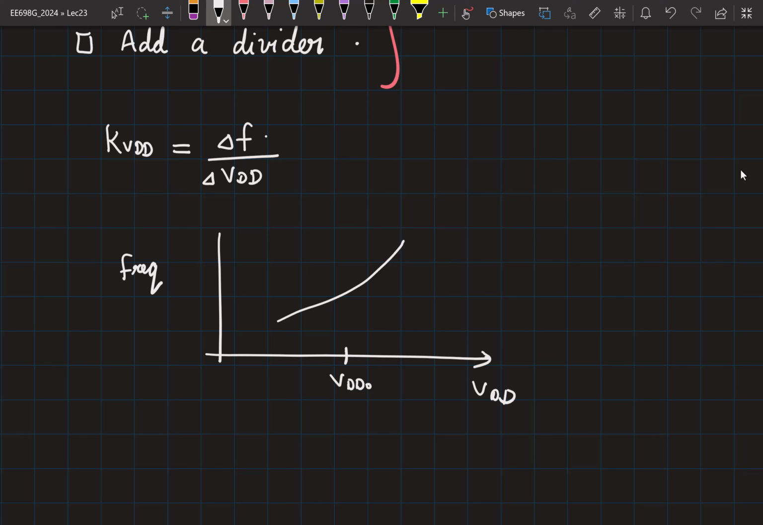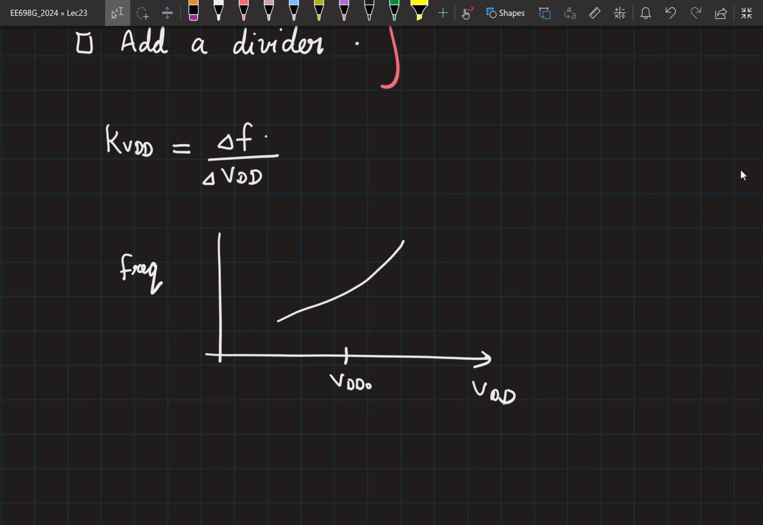Now for a quick estimate, which is usually what you will want to do when you are starting out a design, instead of doing the whole plot, you can simply vary the VDD by a small amount. Let's say you vary it by 10%, and based on that one value, you quickly calculate the KVDD you get. Doing the plot is of course more accurate, because you get to see how the KVDD varies across the nominal point, but a quick estimation is to calculate it by changing VDD for one point.